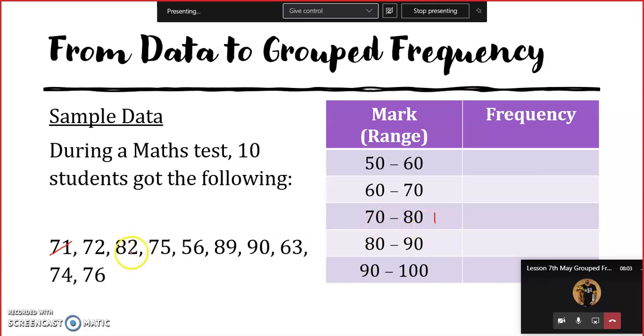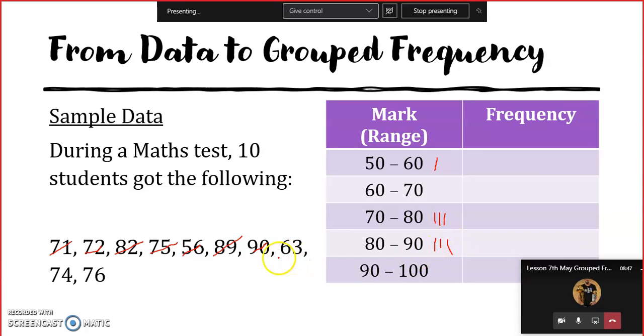That is between 70 to 80. We cross that one and mark another tally here. Now 82 is between 80 and 90, so we mark the tally here. 75, that is between 70 and 80, tally here. Now 56 is between 50 to 60, so we mark our tally here. Now 89, we cross that, that's between 80 and 90, so mark a tally here. Now 90, again, between 80 and 90. So it's a bit important to define. Maybe it's easier to say that we include 90 and exclude the other boundary. So it's a little bit easier to do.